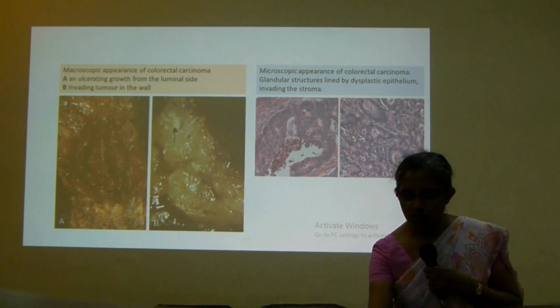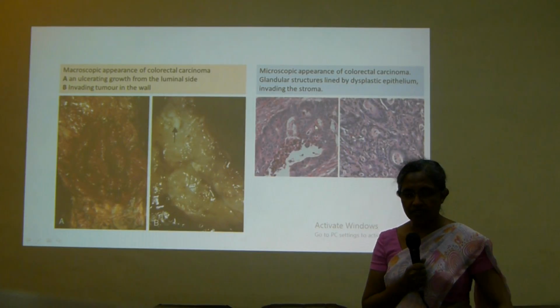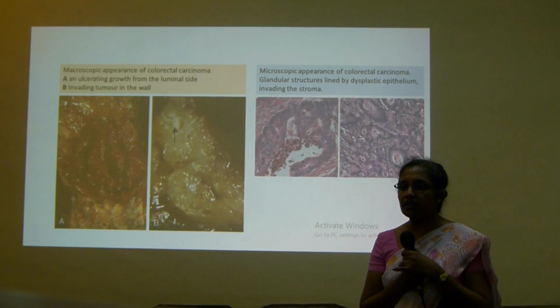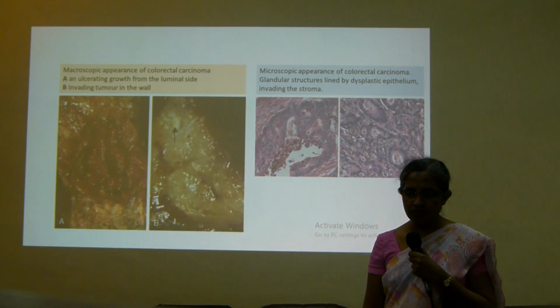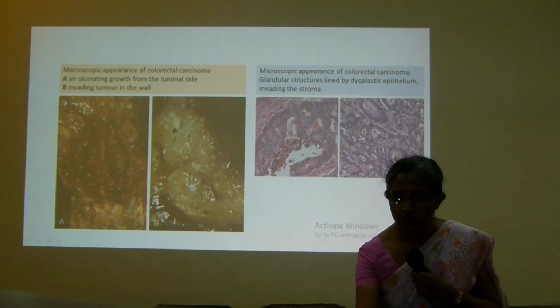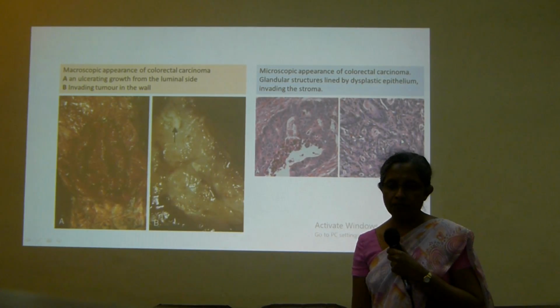And this is a picture of the microscopy, that's what the pathologists see as colorectal carcinoma. They are the glands that you see lined by very dysplastic epithelium. These are not the normal glands that we get in the normal colon. So these are very infiltrating glands. So that's the microscopy.